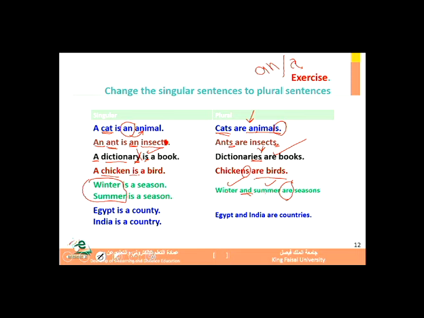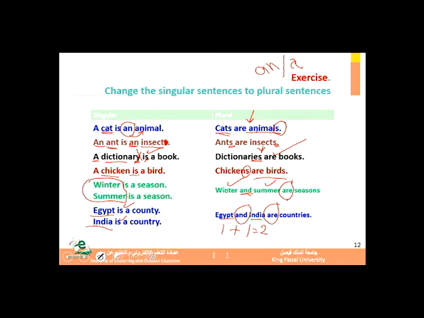Egypt is a country. India is a country. Similarly, singular, singular verb; singular, singular verb. Egypt and India, so 1 plus 1 equals 2. And 2 is a plural, so we have a plural verb. So when we have a plural noun, we have a plural verb.